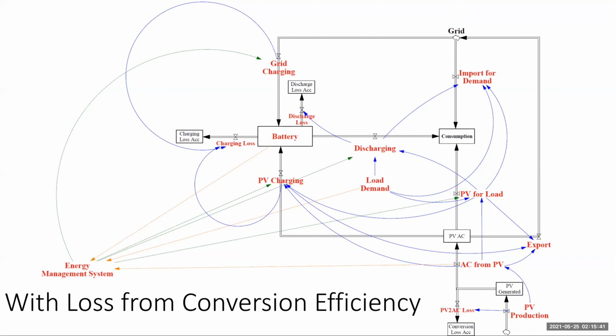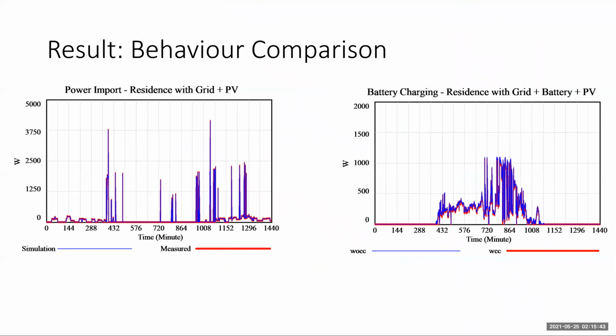Next, we look at the behavior of the model systems. The left graph shows the electric power import from a residence with grid and battery. The graph compares the measured values of the residence in red to this SD simulation in blue. You can see that the behavior matches quite well.